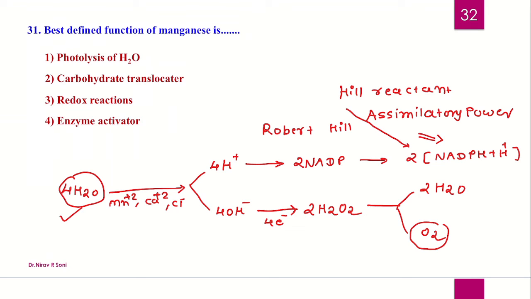Manganese, calcium, and chlorine: these all three are responsible for photolysis of water. You can find manganese here. Manganese is also over here. That's why you should choose option number 1.